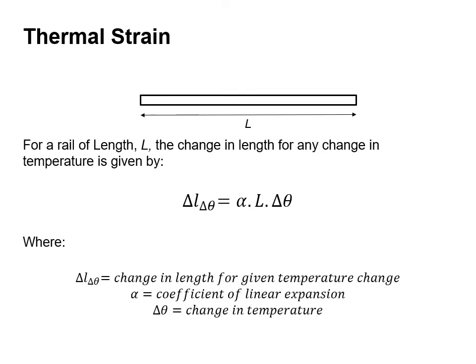For a rail of length L, the change in length for any change in temperature is given by delta L, i.e. the change in the length for a given temperature change, is equal to the coefficient of linear expansion multiplied by the original length multiplied by the change in temperature.